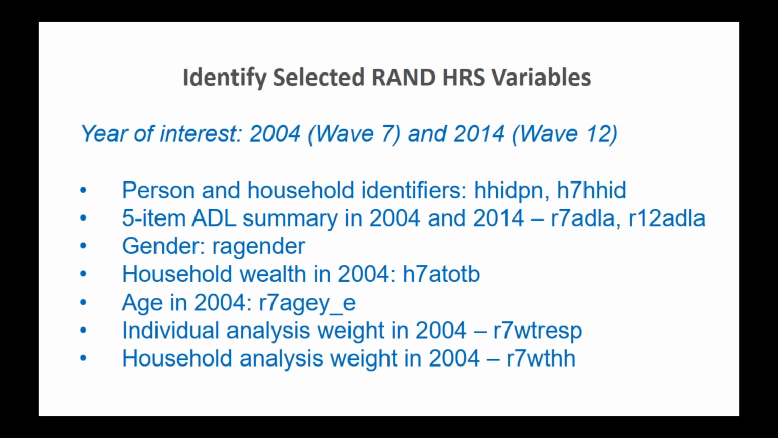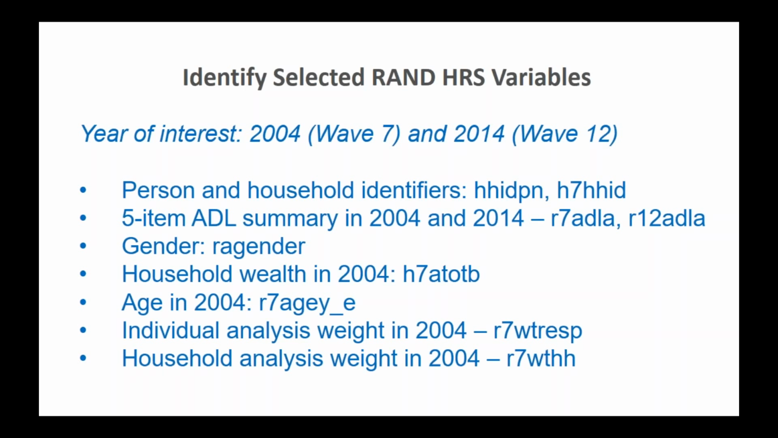We use our gender variable, which we saw, which is RAGENDER. Our household wealth variable in 2004. So what we're going to do is see if the onset, the change from 2004 to 2014, is associated or correlated with any of these factors at our baseline in 2004 that we're looking at. So we'll use total household wealth, which is H7ATOTB. We'll use age in 2004.